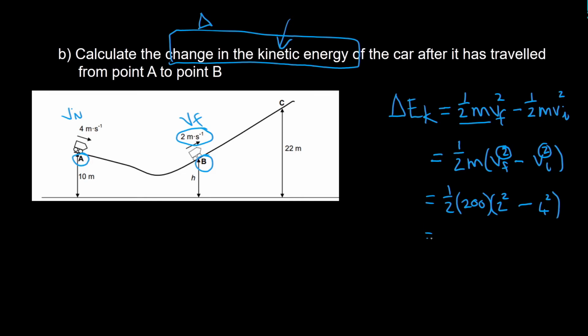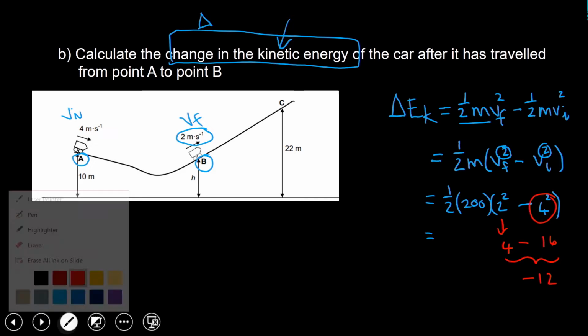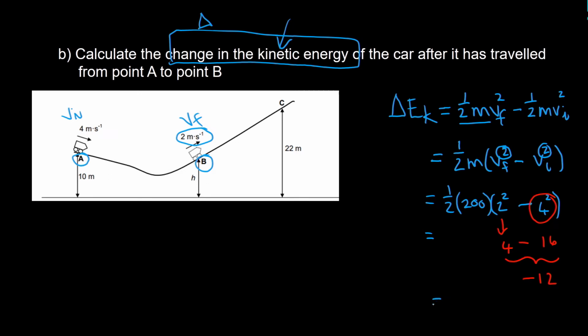And so we end up with an interesting answer here. I want to change color so we can have a look at the thinking. So this is going to be 4, right? That is going to be 16. So we've got 4 minus 16. So that's going to end up in a negative value. So my final answer, once I've used my calculator, is going to be minus 1,200 joules. Does that minus confuse you?